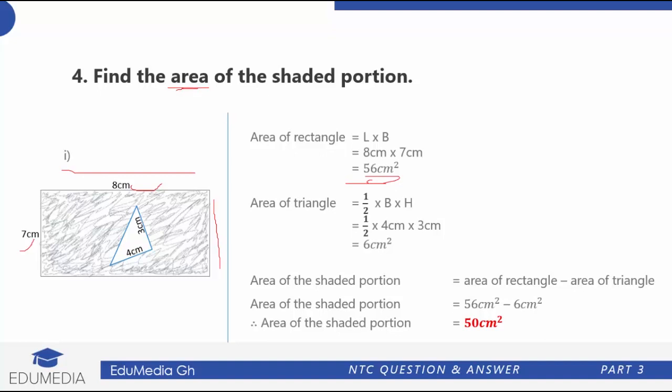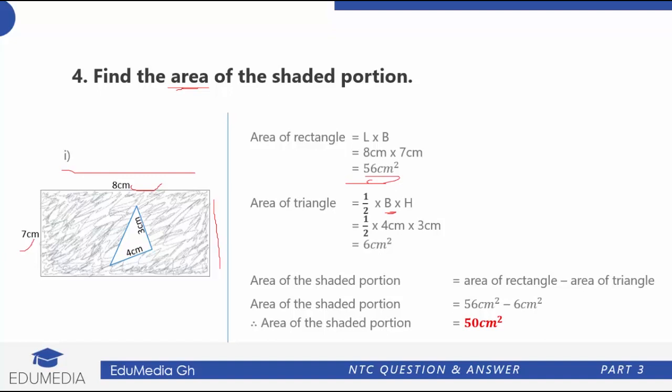All right, now the next thing we're going to do is to look for the area of the triangle that is in it. The formula for the area of the triangle is half times base times height. So the base here, so half times base times height.